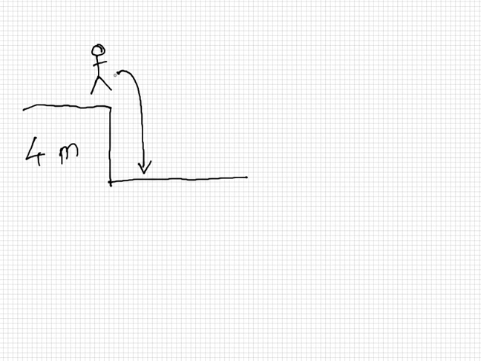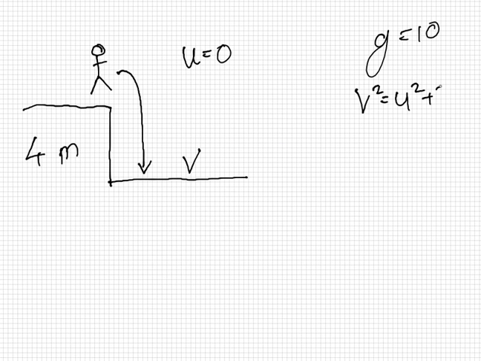What is the velocity at the top? 0. U equals 0. What's the V here? Let's calculate it. Let's just say g equals 10. What formula could I use? I would need to use V squared equals U squared plus 2as. So V squared equals 0 plus 2a, which is 20, multiply 4, 80. What's the square root of 80? It's 8.9 meters per second.